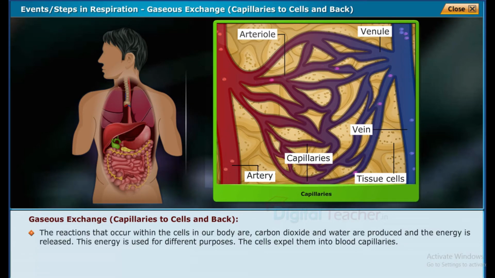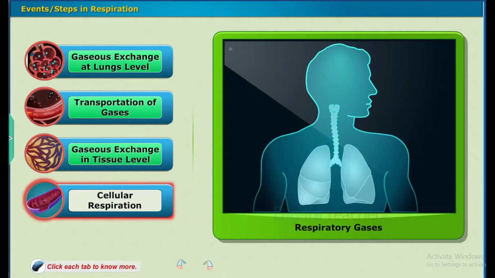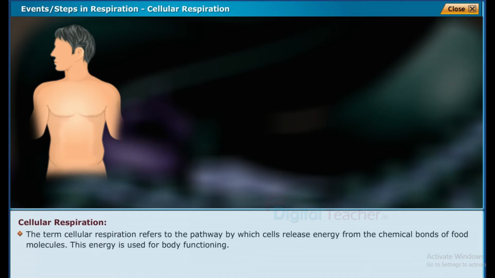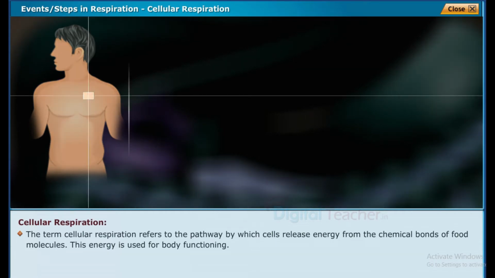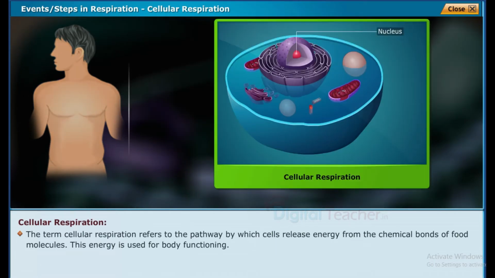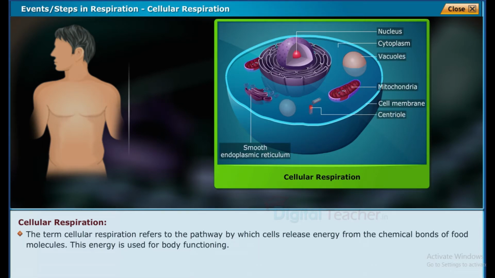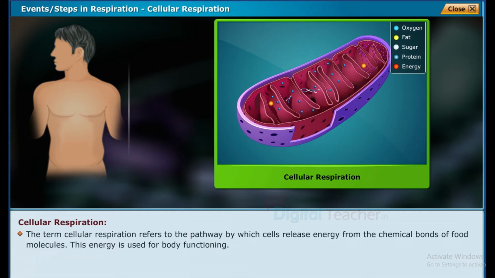The reactions that occur within the cells in our body produce carbon dioxide and water, and energy is released. This energy is used for different purposes. The cells expel them into blood capillaries. The term cellular respiration refers to the pathway by which cells release energy from the chemical bonds of food molecules. This energy is used for body functioning.